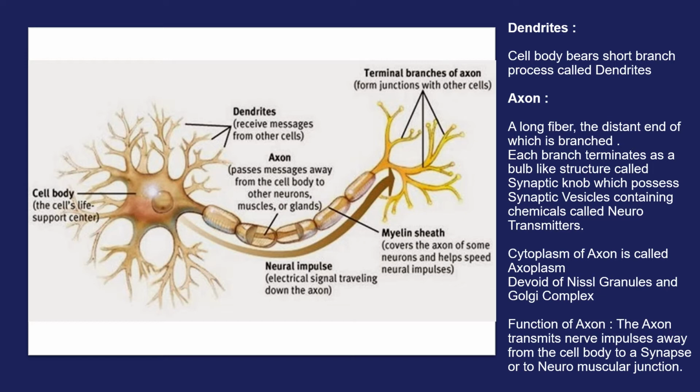Later we will discuss the cell body cytoplasm is called neuroplasm, and in the axon cytoplasm is called axoplasm. And the cell body is devoid of centrioles, and the axon is devoid of Nissl granules and the Golgi complex. Now the function of the axon. The axon transmits nerve impulse away from the cell body to the synapse or to the neuromuscular junction.